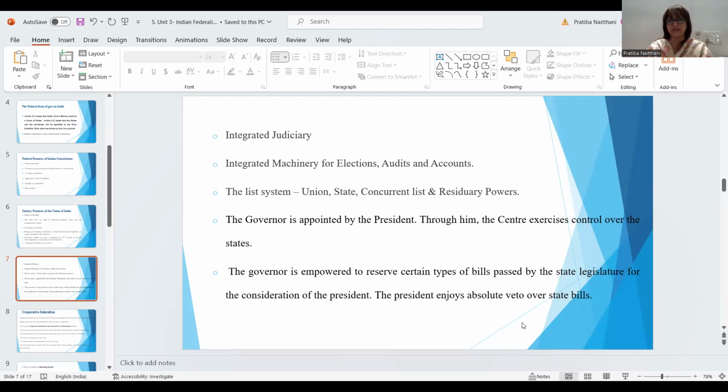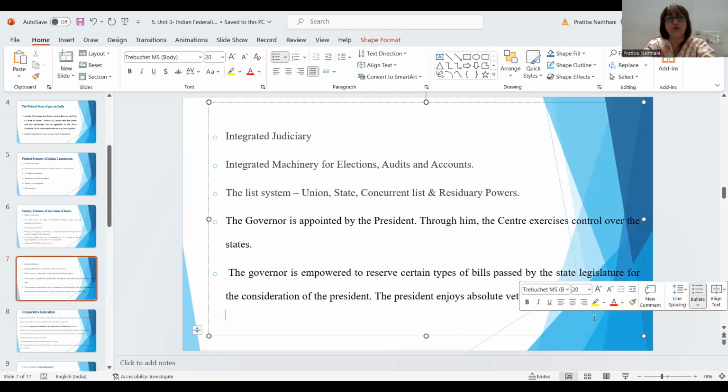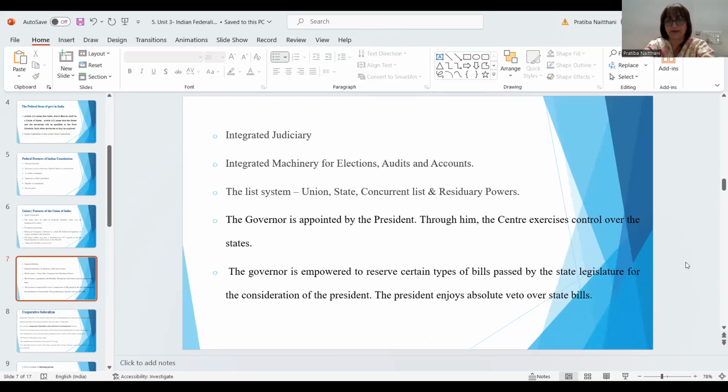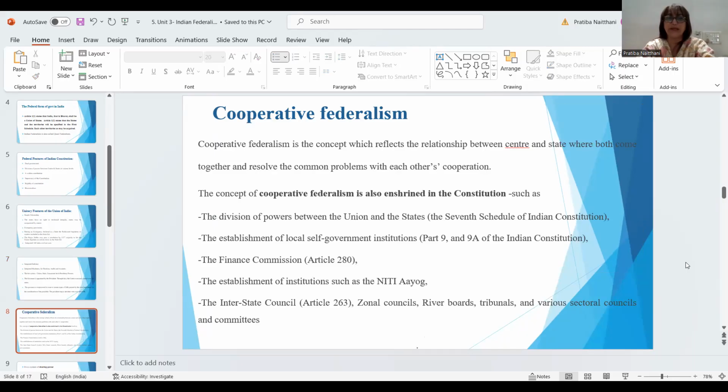So the question arises, you cannot do away with the system of federation. We have to have a federation, and we have to have these federating units and the state governments. So what is the solution? The solution is what we call cooperative federalism. We will quickly try to understand what is meant by the term cooperative federalism.